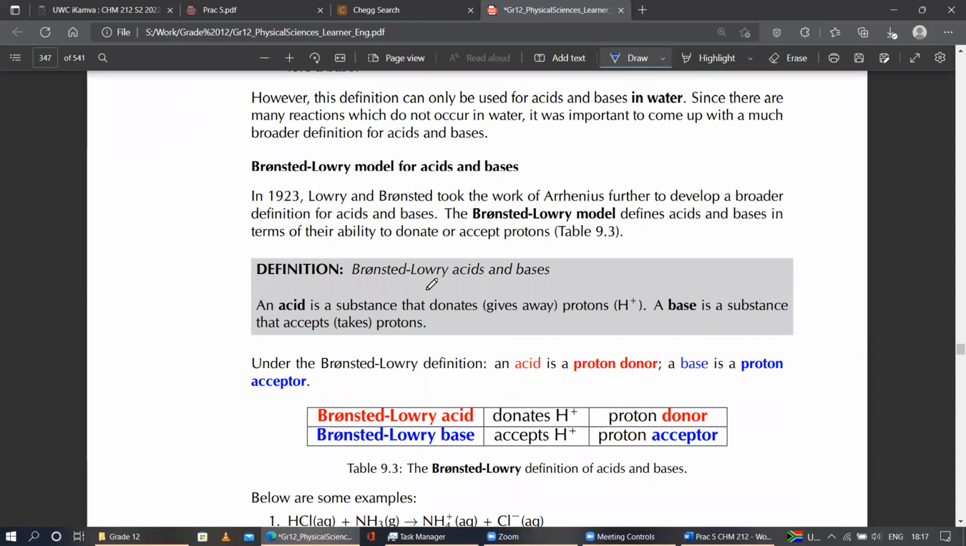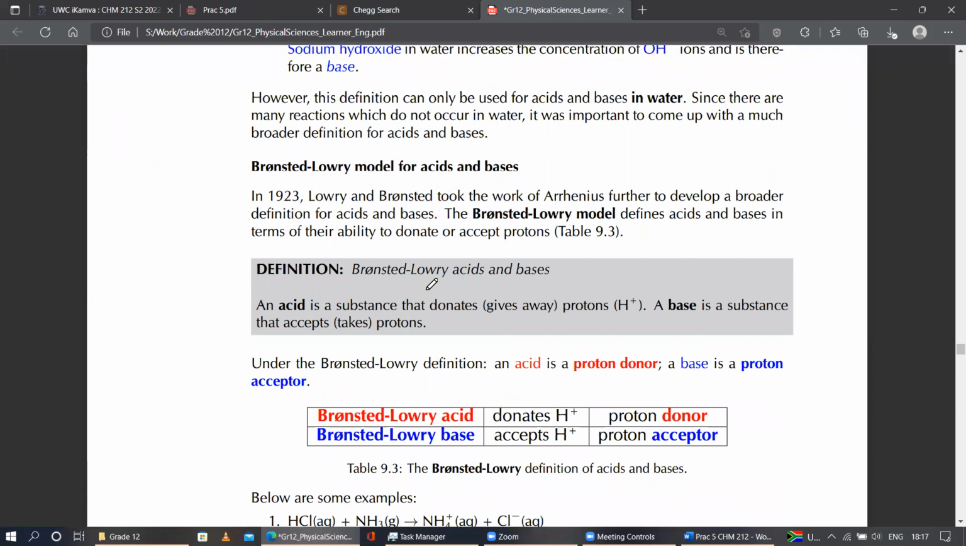Bronsted-Lowry. So basically what Bronsted and Lowry found out was that an acid will donate a proton in the reaction, and a base will accept a proton. So every time you hear the word proton, it's a positive hydrogen ion. So according to Bronsted-Lowry, an acid is a proton donor and a base is a proton acceptor.